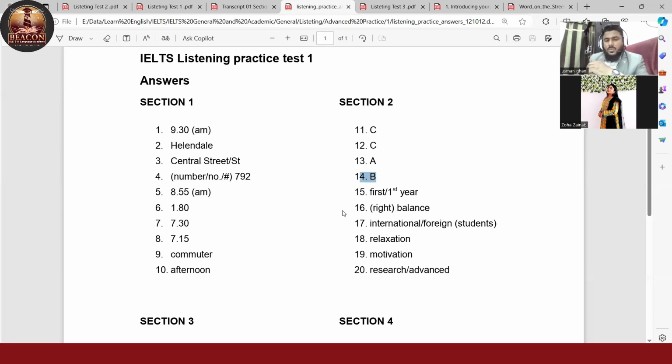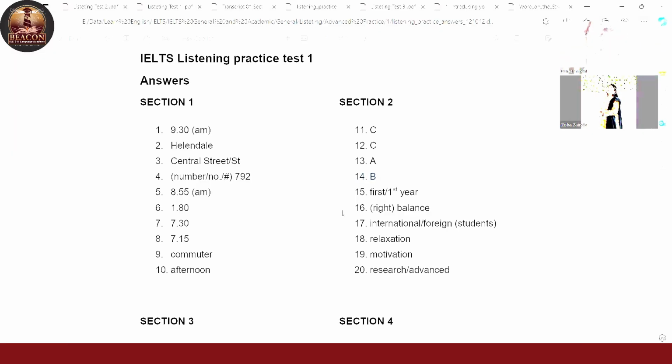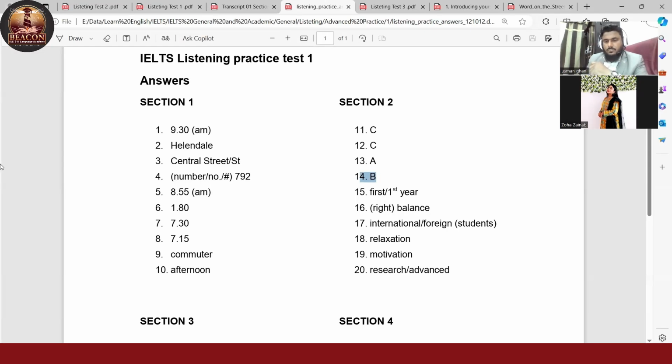And the 17th one? I wrote come from abroad. That is correct. No problem. If you write international students, foreign students, or students from abroad, all 3 are correct, because here we need to give information meaning-wise. We are not supposed to write the exact spelling of a word, rather we have to tell them which students these are. It would be better if you use the words international or foreign students instead of students from abroad. Okay. Relaxation, very well done.